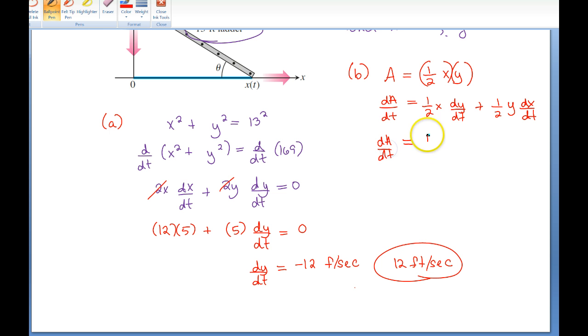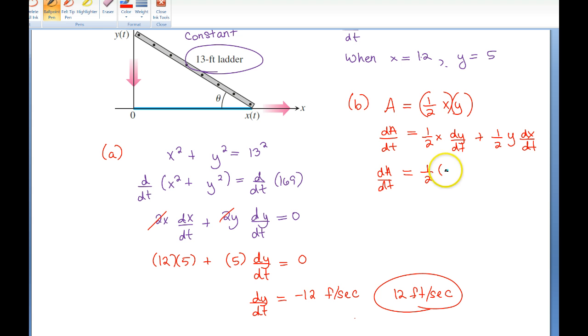So 1/2 x is 12. dy/dt came out to be negative 12. And then 1/2, and then 5, and then dx/dt. Was that 5? Does that sound right? So dA/dt comes out to be negative 119 over 2, I hope.